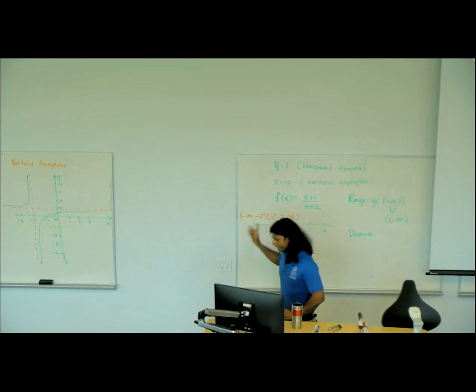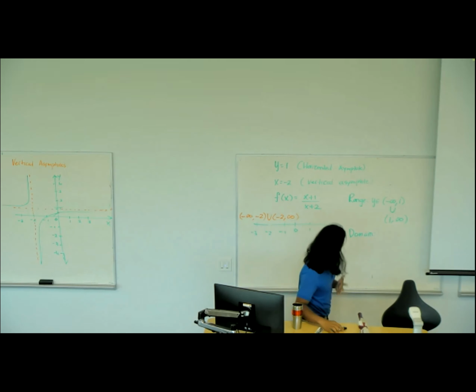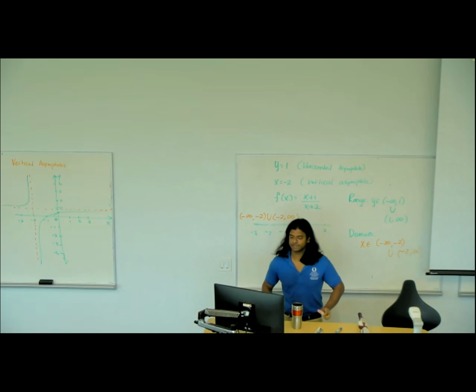Good. That's how you do it manually. But in this class, you get to have a calculator, so put it to use. So the domain is negative infinity to negative 2, union negative 2 to infinity.